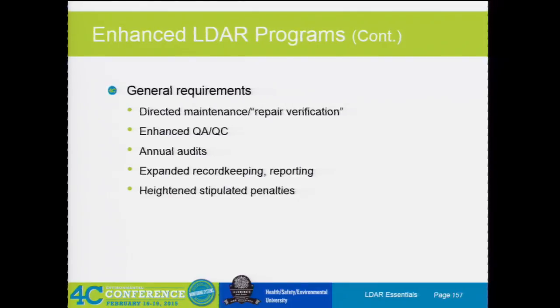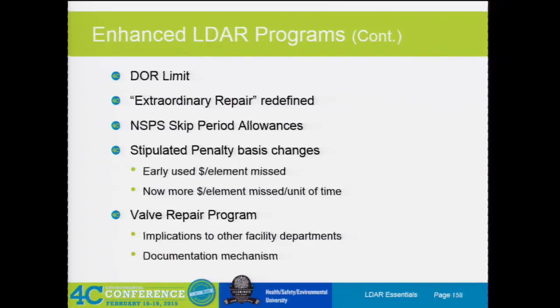And then heightened stipulated penalties. Your open-ended lines are going to start costing you more. Mismonitoring will cost you more. All that good stuff. So they're making it tougher. DOR limits, extraordinary repair redefined. Maybe they'll add something in there about 409 or something and make people actually do some repair attempts on it. I don't know. Let's see here, stipulated penalties, getting stronger like we said, and then you got your valve repair program as well.